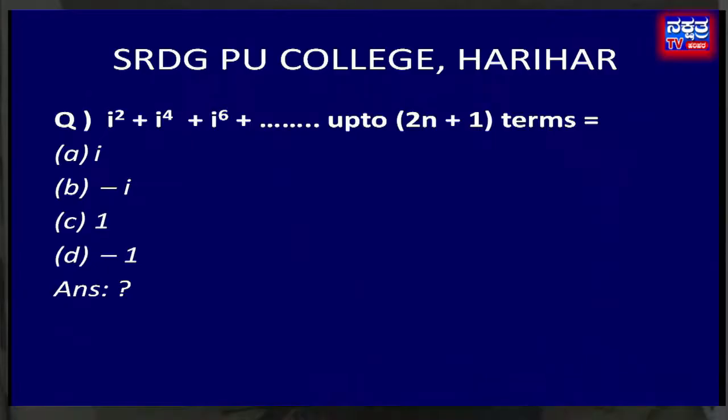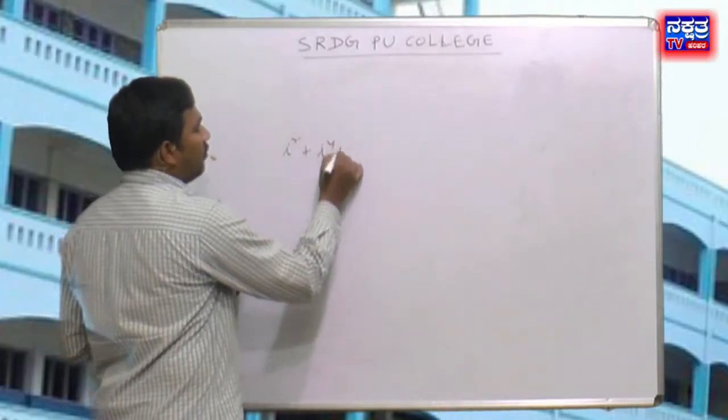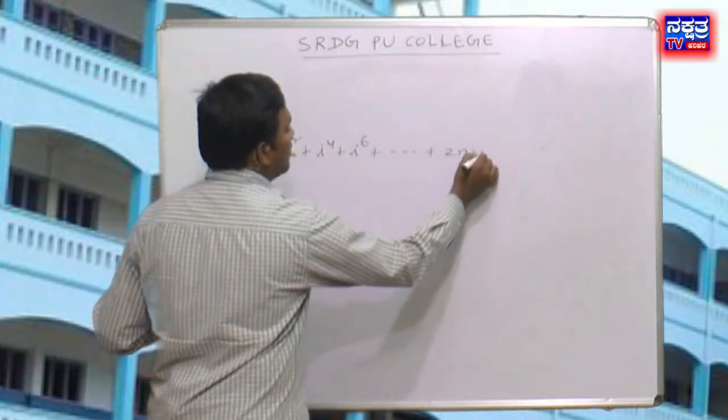Watch the monitor. If you see this question, i square plus i power 4 plus i power 6 plus so on up to 2n plus 1 terms. Watch the board. Given i square plus i power 4 plus i power 6 plus so on up to 2n plus 1 terms.